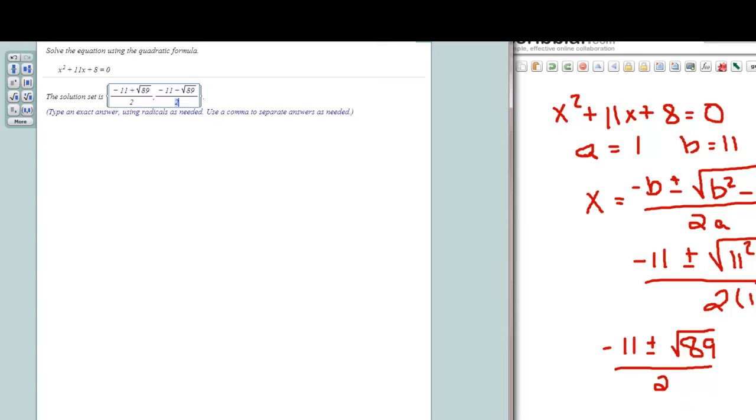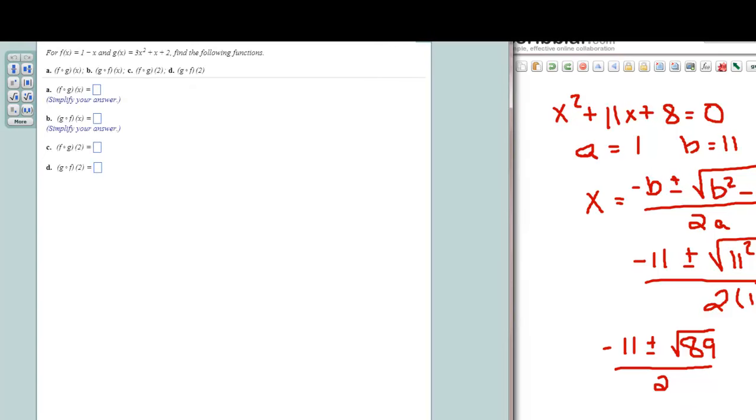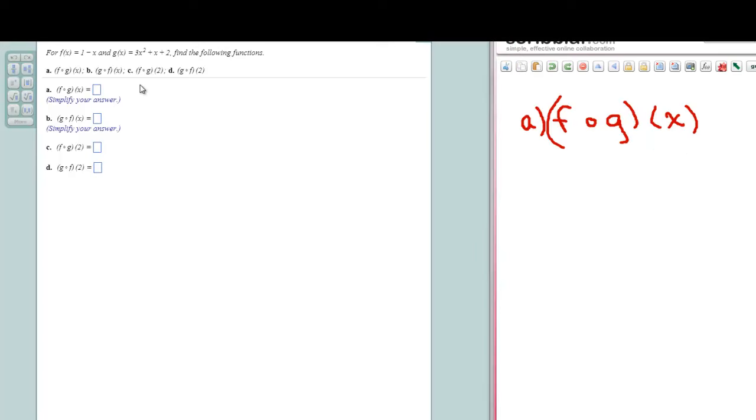Here we go, let's take a look at the next example. This question says we have an f of x and a g of x, and it looks like we're working on some composition of functions. The first one says f of g of x. Well, what exactly does that mean?